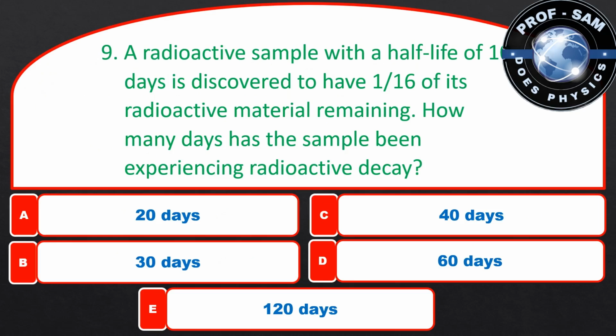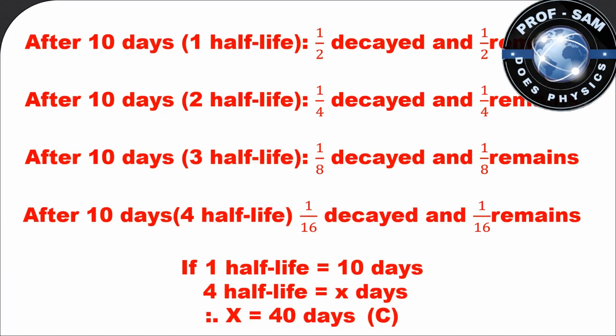So after another 10 days, which is the second half-life, half of the remaining, half remains. So half of half will give us 1/4. So 1/4 will decay and then 1/4 will remain. After another 10 days, which is the third half-life, half of 1/4 will decay, which is 1/8 will decay and 1/8 will remain. Then after another 10 days, which is the fourth half-life, half of 1/8 will decay, which is 1/16. So 1/16 will decay and 1/16 will remain. So we have 4 half-lives according to the question.